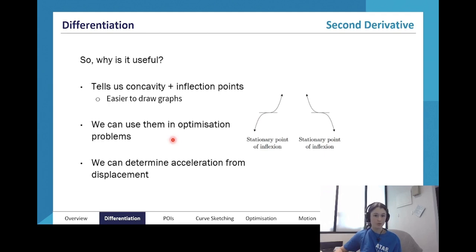We can also use the second derivative in optimization problems, which we'll get to a little bit later in the lecture. And then the second derivative also tells us about the relationship between acceleration and displacement, which we'll also get to later in our motion topic. But yes, the second derivative is really important, gives us a lot of information about different topics.